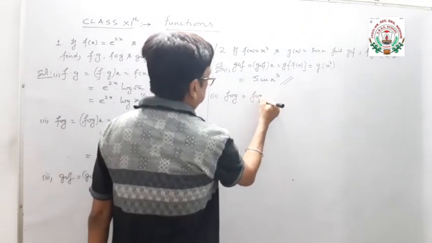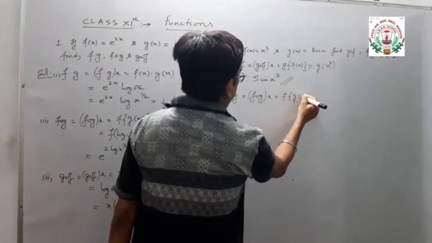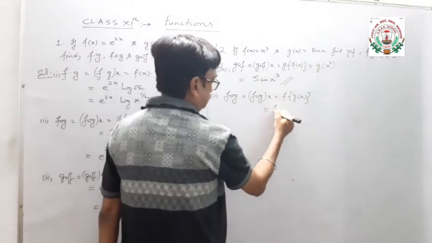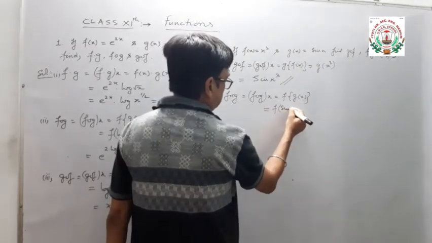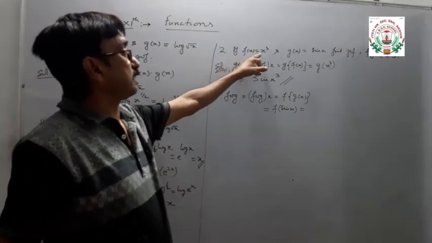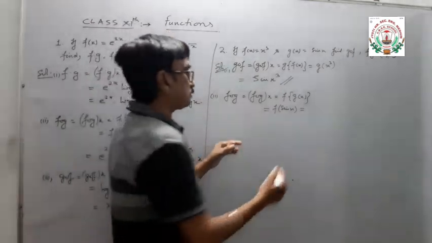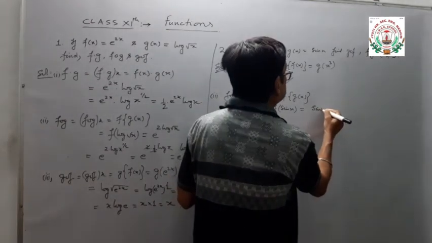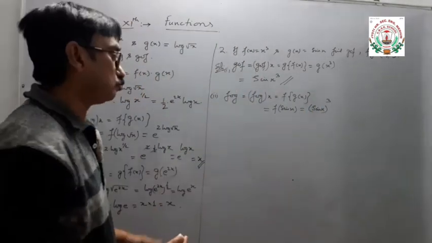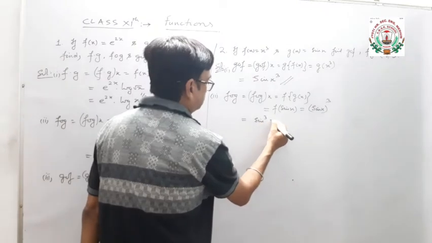f operation g x, f of g of x. So g of x is now our sin x. So substitute the value here, g of x, sin x. Now it becomes a function of x. Function of x is given x cube. So in place of this x we will put sin x in the function. So sin x as it is, the whole cube. Sin x the whole cube can be written as sin cube x.